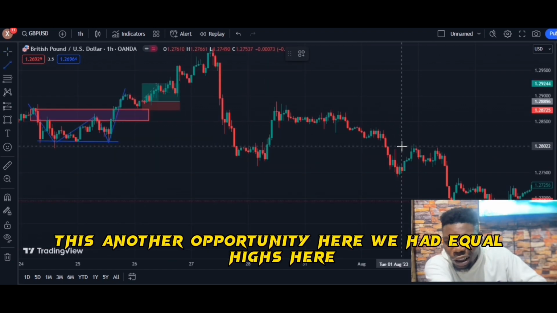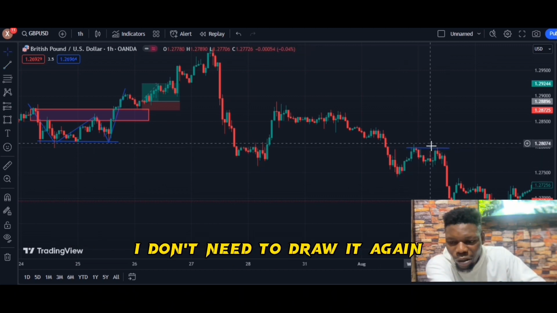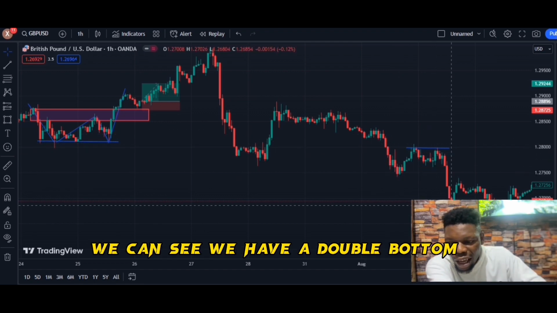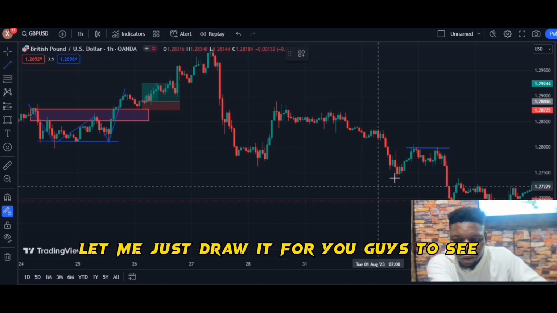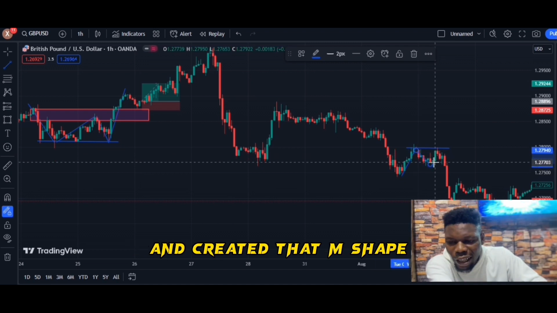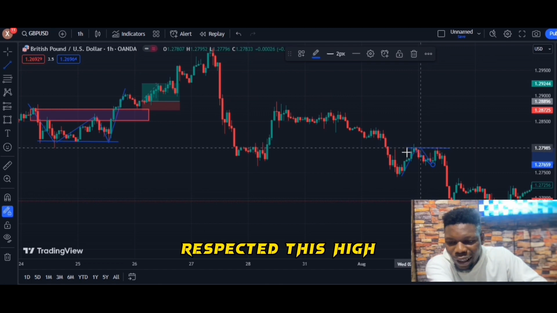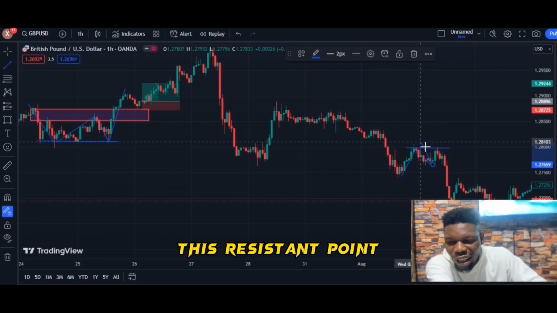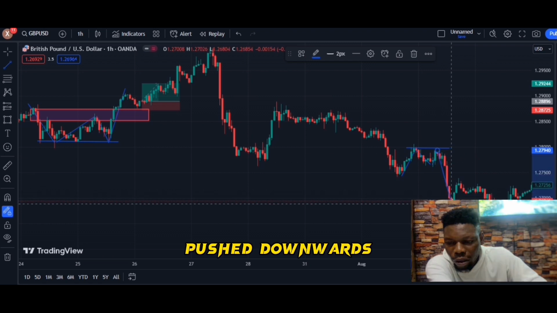Let's take another example. This is another opportunity here. We had equal highs here. Then we can see the M shape. I don't need to draw it again. We can see we have a double bottom. Let me just draw it for you guys to see. We have it move to the upside and created that M shape. Then it respected this high, this resistance point, then pushed downwards, broke the neckline.